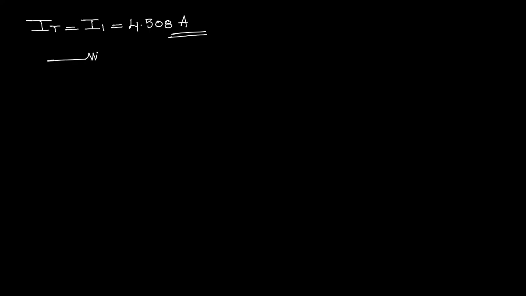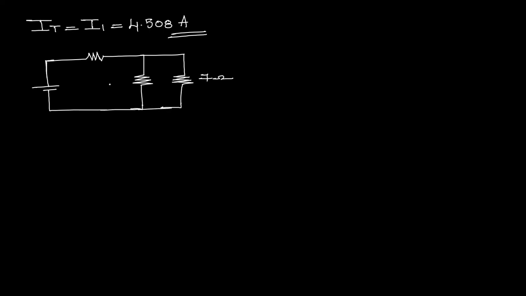Now here I am drawing the given circuit again like this. This value is 7, this value is 4, and this value is 3 ohms, and this is 25 volts. The current supplied by this voltage source is the total current IT, the same current which is flowing in the 3 ohms. It means IT is equal to I1. That's why I am taking the value of IT equal to I1.